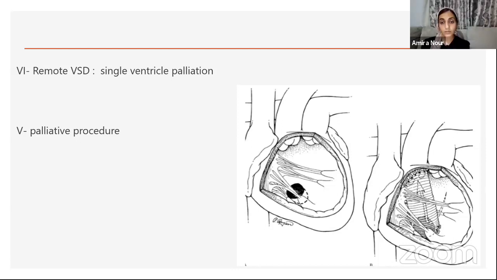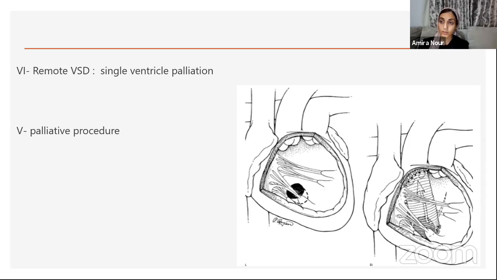Yes, Dr. Hatem. Again, this is also judged as a case-by-case scenario. So judging when it is remote, and when baffling that remote VSD to the nearest great vessel is appropriate, is very relative. It depends on center experience, but also on sensible judgment for each case.